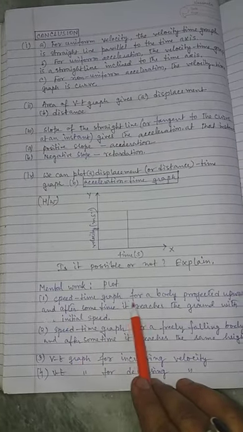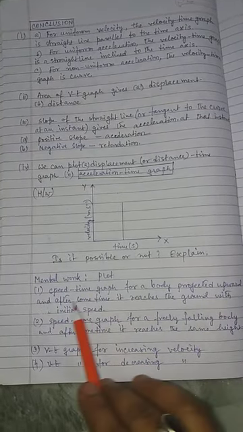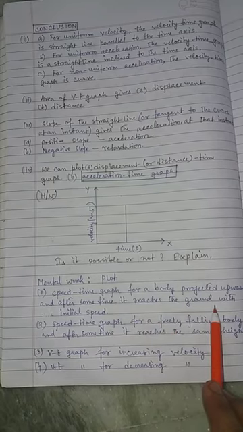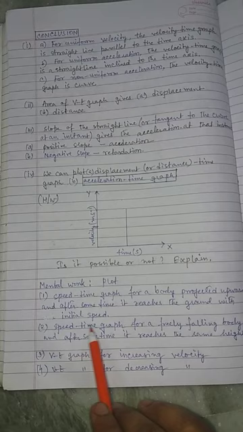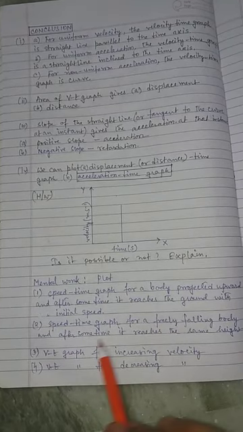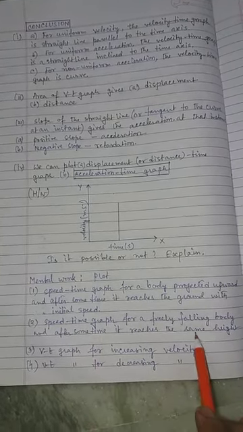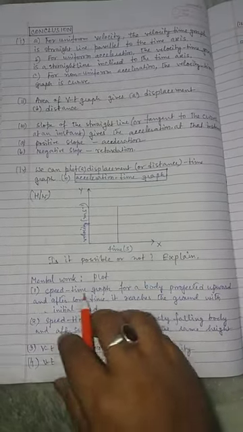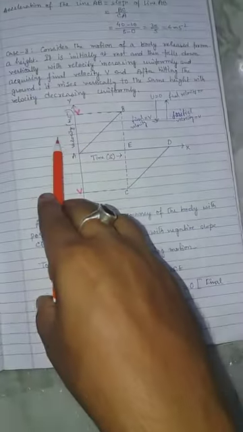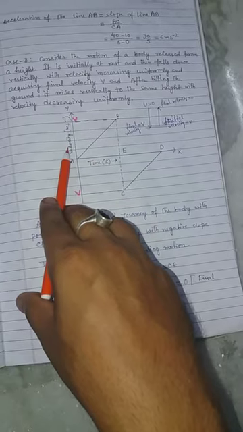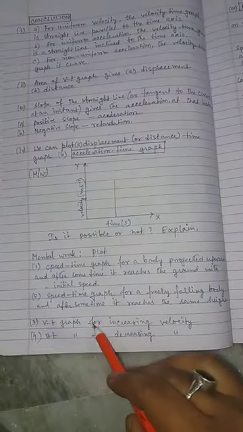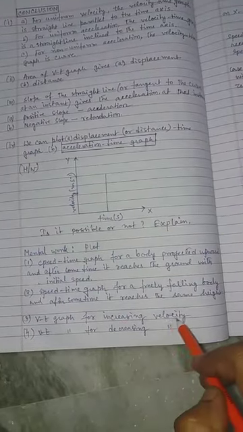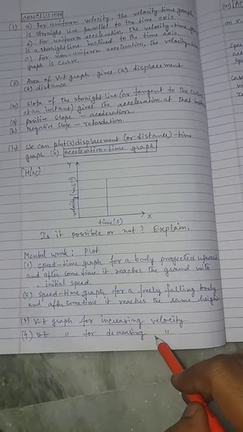Speed time graph for a body projected upward which after some time reaches the ground with the initial speed. Next, speed time graph for a freely falling body which after some time reaches the same height. That means speed time graphs. Here we considered velocity time graphs. You plot this type of graph but consider speed time graph. Velocity time graph for increasing velocity, velocity time graph for decreasing velocity.